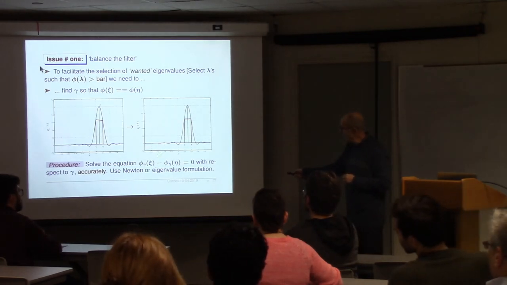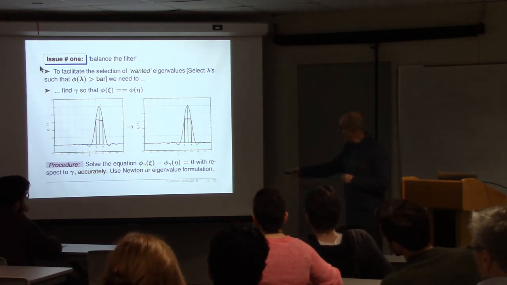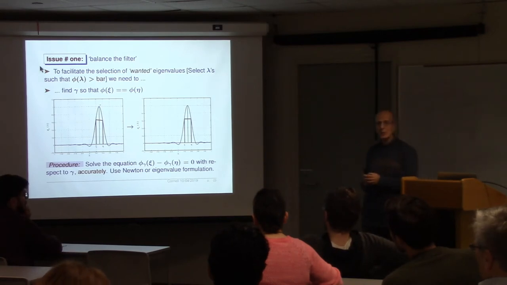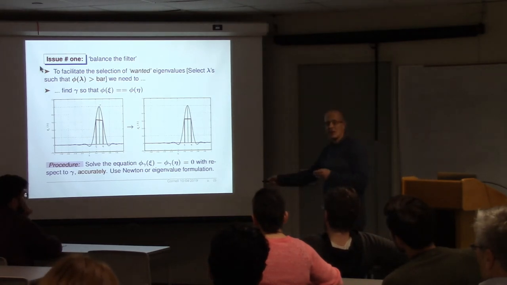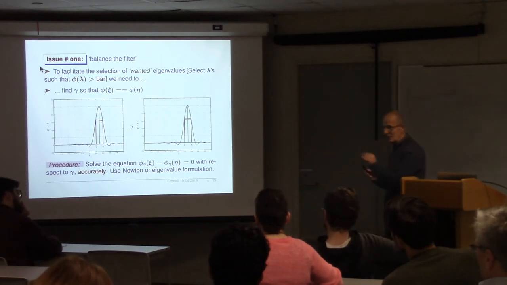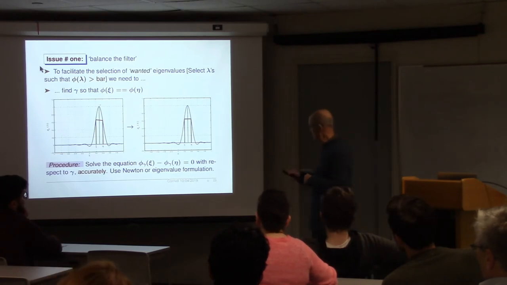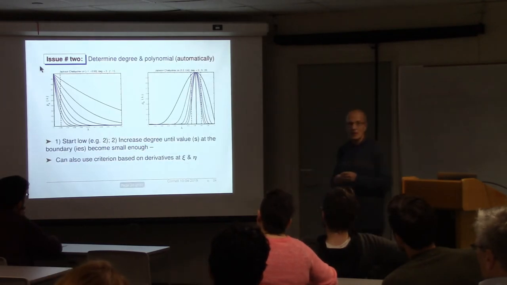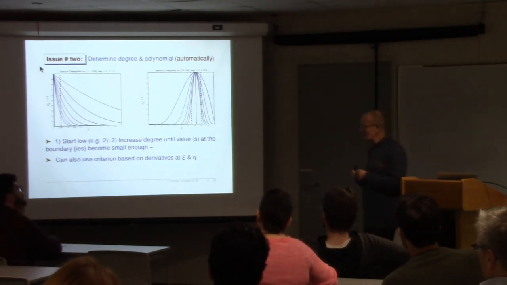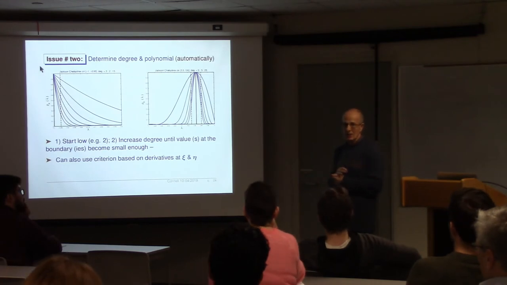So psi is on the left side, theta on the right side, and gamma is the unknown here. The difference is zero. You solve that with Newton's method, or you can express it as a small eigenvalue problem as well. It has to be very accurate. Then you get the right gamma. So the first thing you solve is this one. The next thing is I want to get the polynomial degree and the polynomial itself. You think, well, let's leave that to the user, but that doesn't work very well.